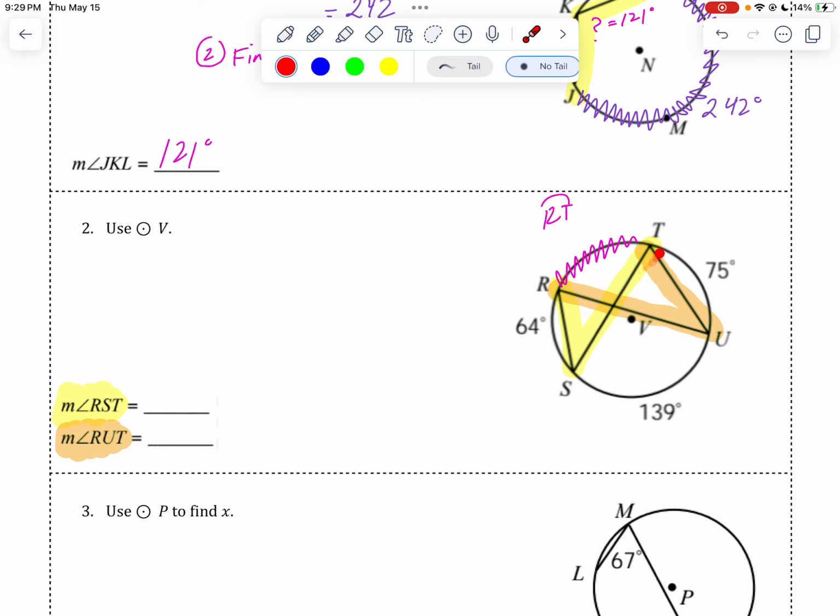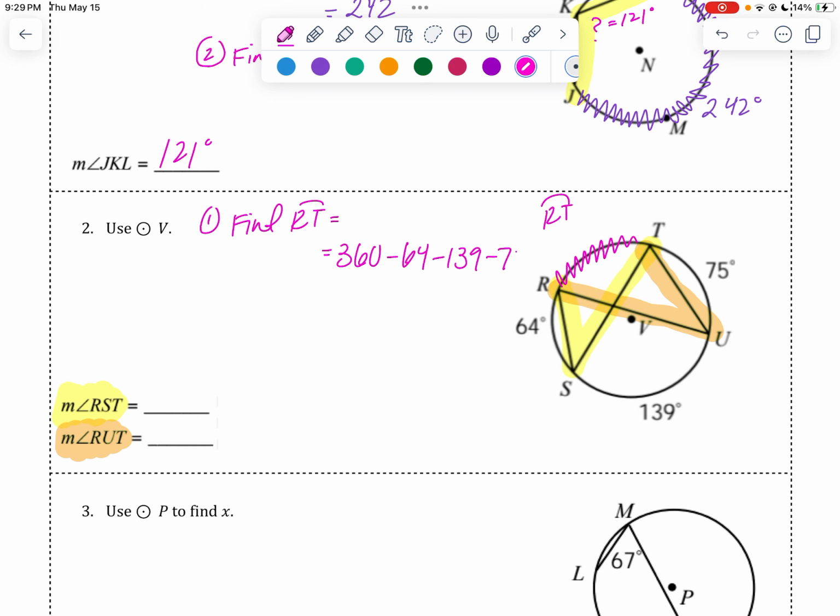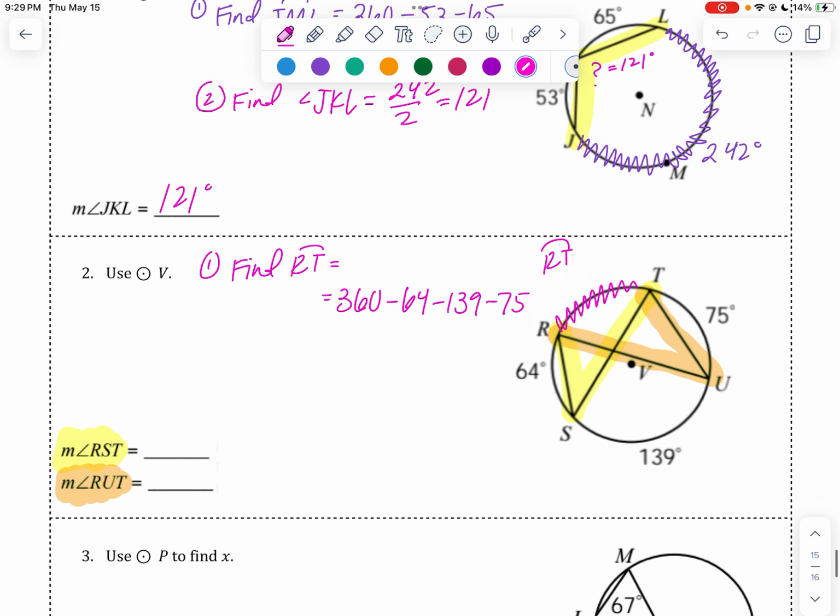So to get this small angle, this minor angle of RT, I have to get rid of the 64, the 139, and the 75, right? So my first step is I'm going to go ahead and find the measurement of arc RT. And again, I'm going to take 360 minus the 64 minus the 139 minus the 75. So let's go ahead and do that.